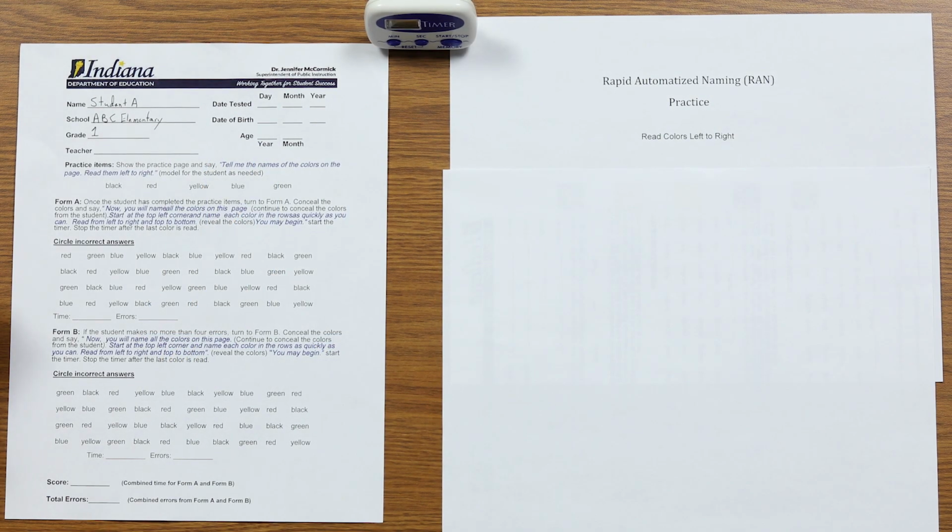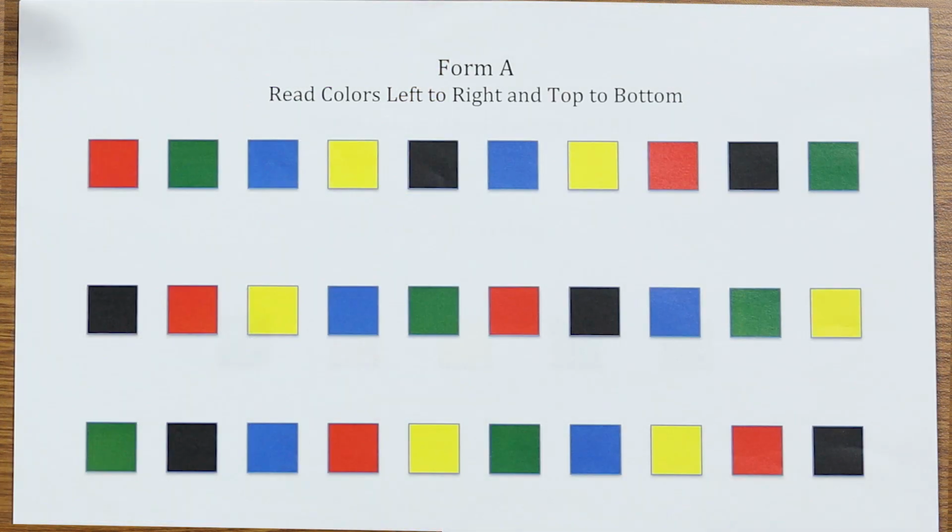Before we begin, you will need the following materials to give the screener: a timer, a separate answer sheet for each student, and the Rapid Naming color sheet. I will provide a walkthrough of how to give the ARRAN. When we're finished with the walkthrough of how to give the screener, we will talk through how to analyze the scores.